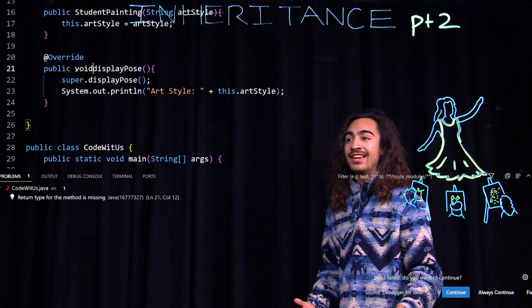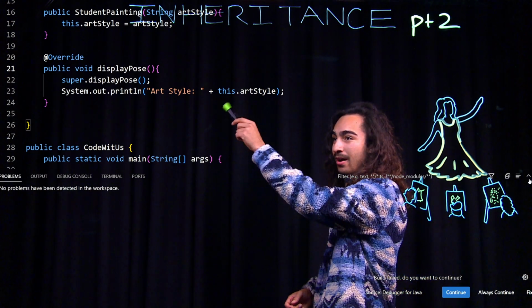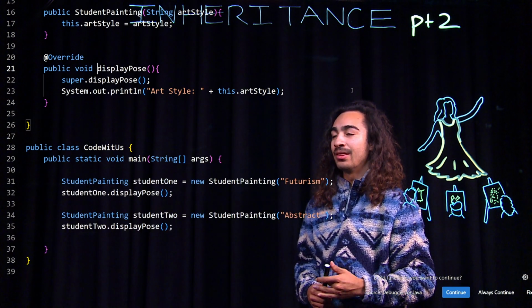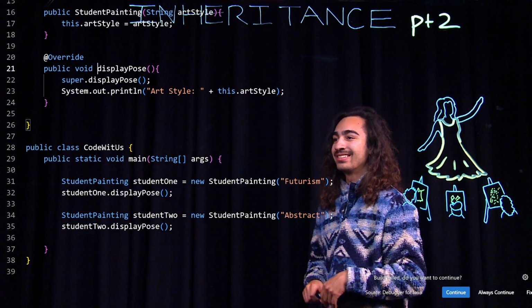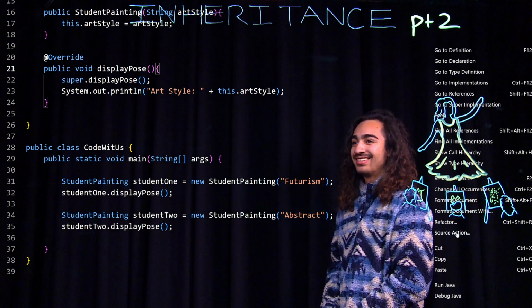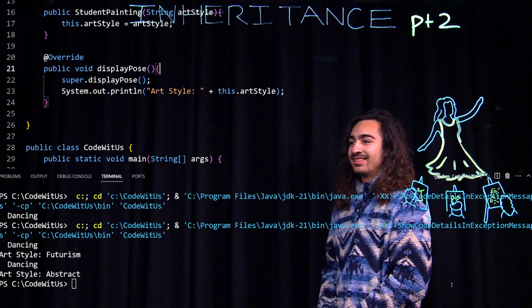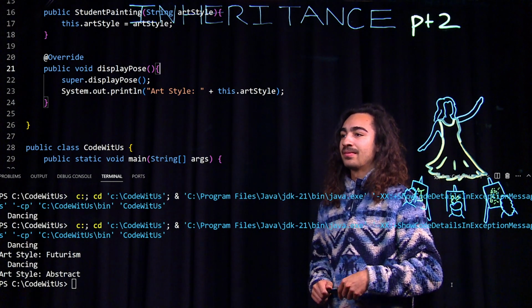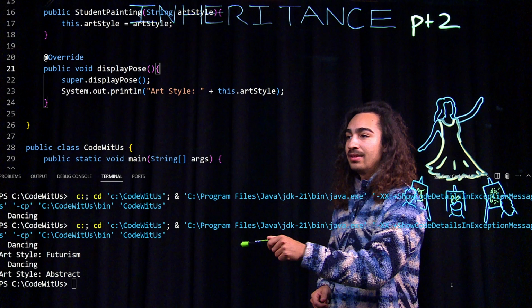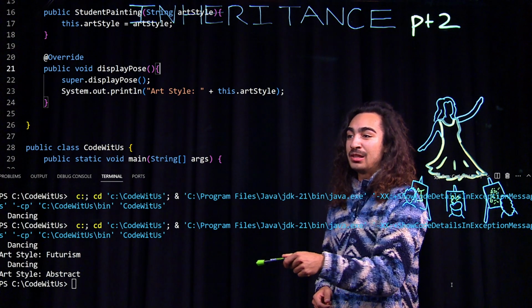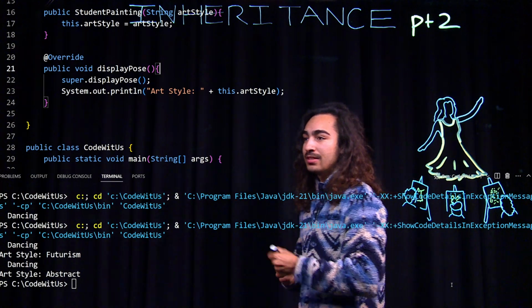I see we got an error. We forgot to write the return type for our method. So let's make sure we get that in. All right, so let's run that again. All right. So our output is dancing, and then the art style is futurism, and then dancing, and the art style is abstract. So we have our two students.